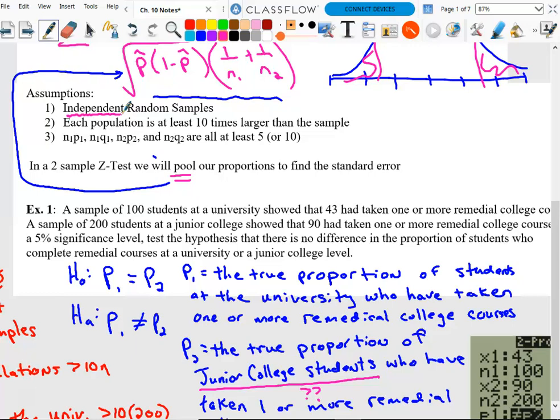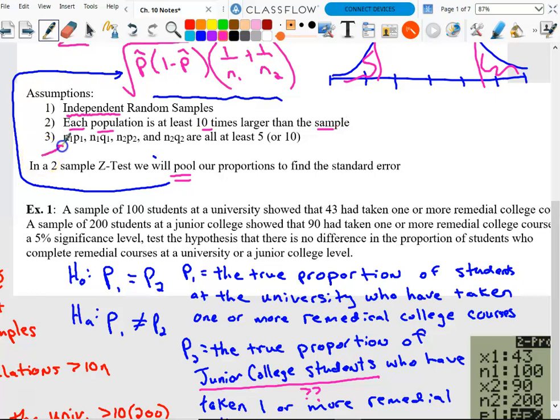Second, each population is at least 10 times bigger than the sample. That is the same thing, but now I have to check it twice, one for each group. So I got to do the proportion of freshmen is bigger than 10N, and the proportion of sophomores is bigger than 10N. So just the amount of time these take is starting to get overwhelming.